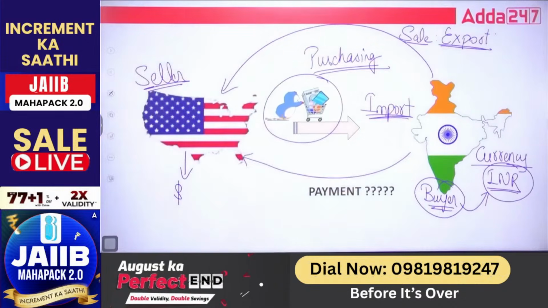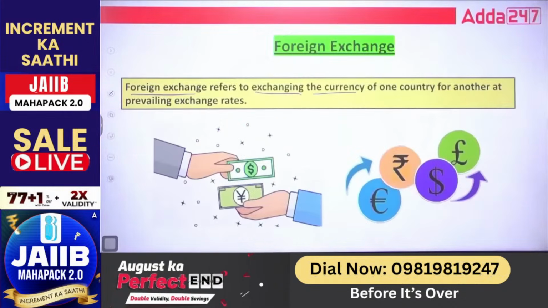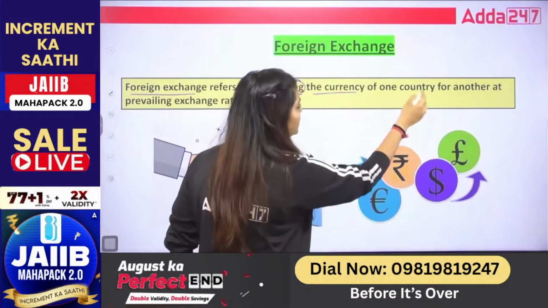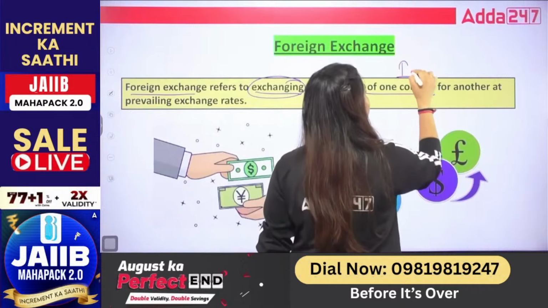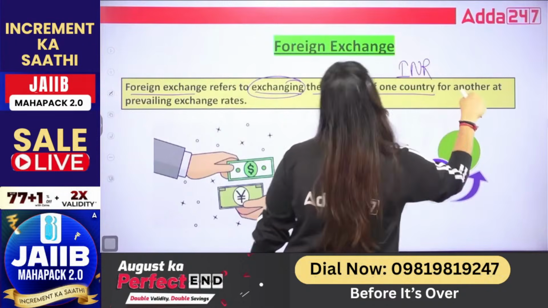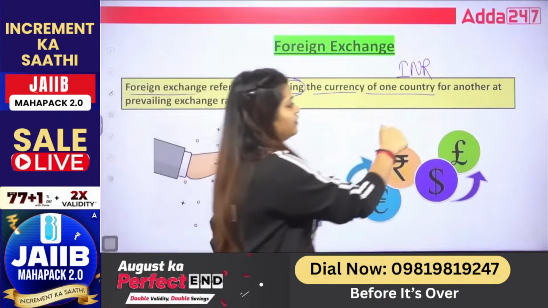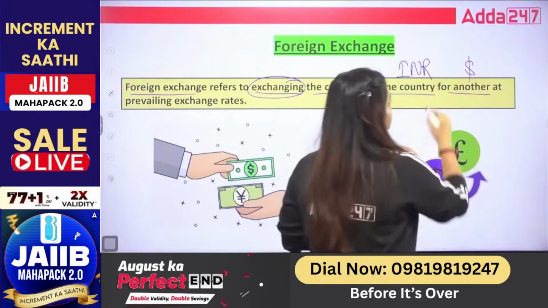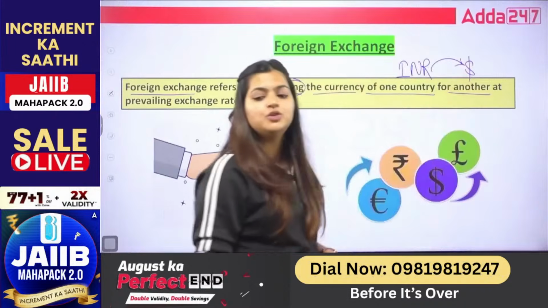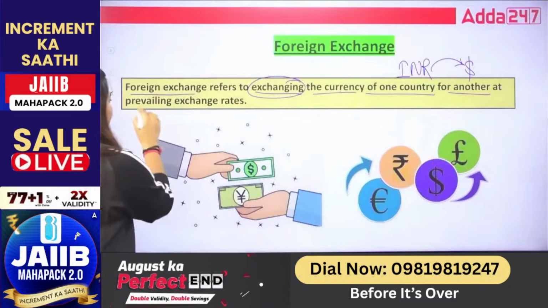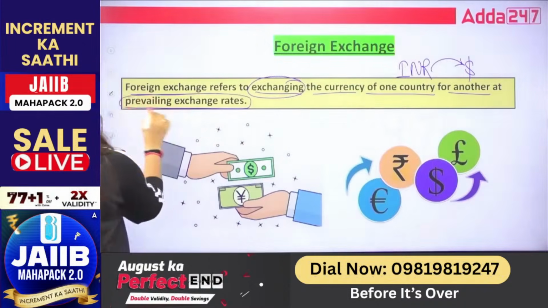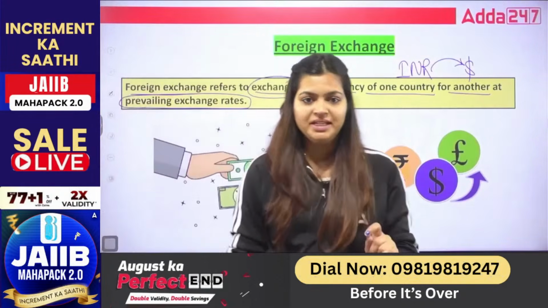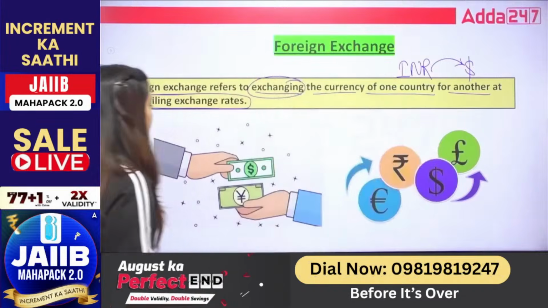So again, let's read the definition. Foreign exchange refers to exchanging the currency of one country for another at prevailing exchange rates. Here we converted INR, and for another means we converted into dollars. Yes, we converted INR into dollars at prevailing exchange rates. So this is what foreign exchange means, and we have seen one example based on this.